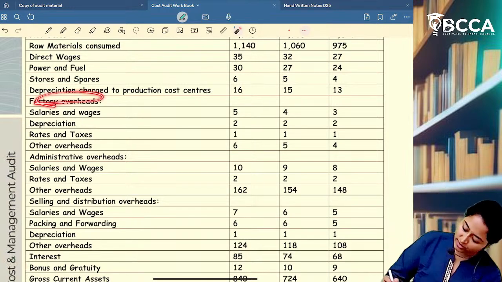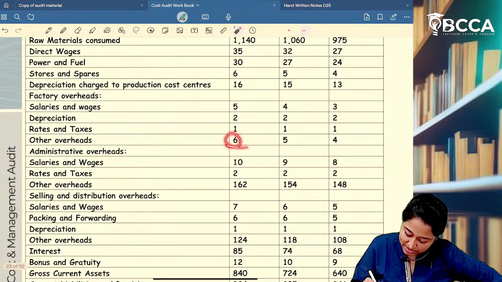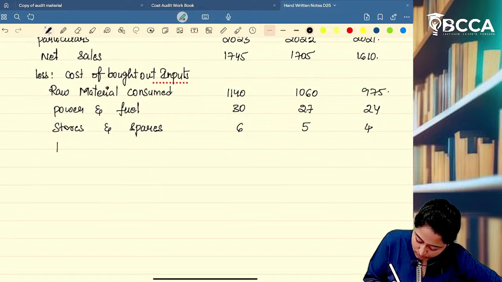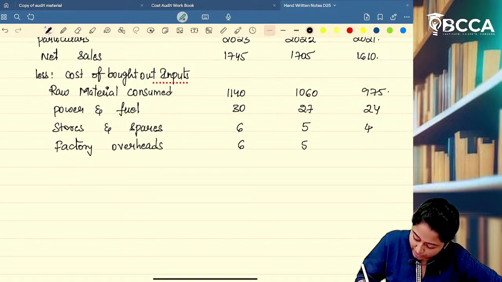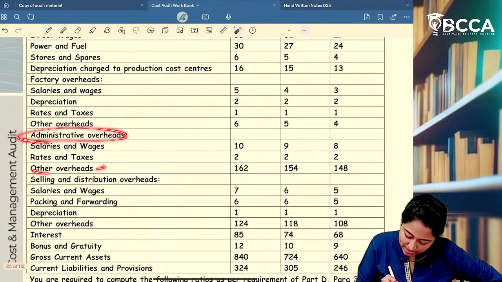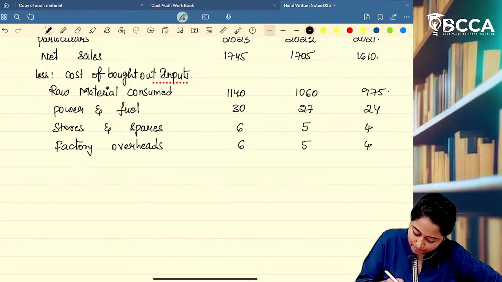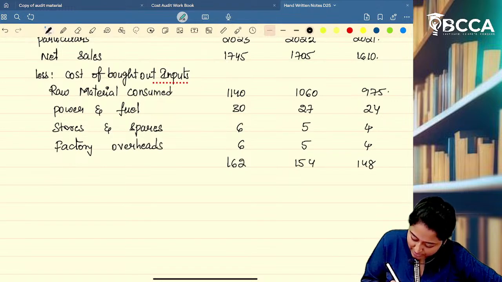Then factory overheads. In factory overheads, only what? Other overheads will be taken. 6, 5 and 4. And then administrative overheads, other overheads, 162, 154 and 148. And these are administrative overheads.